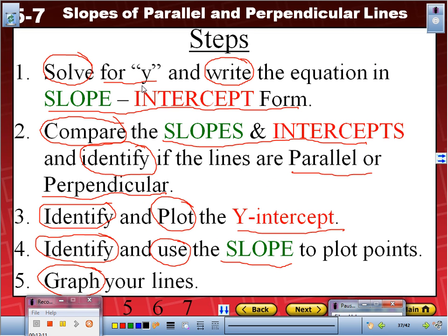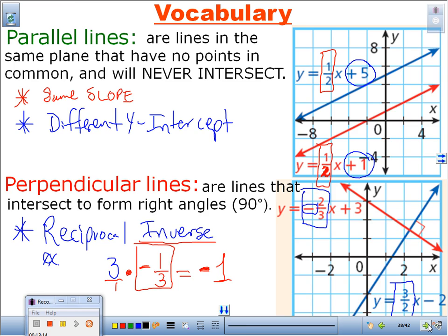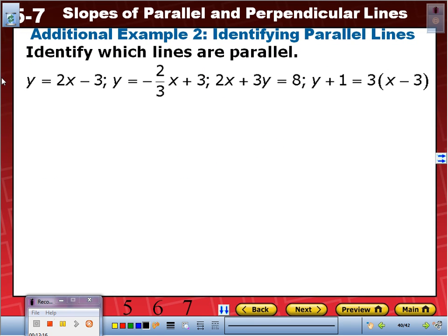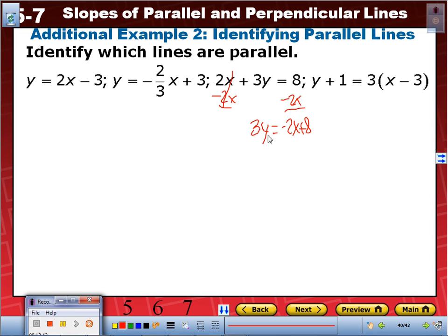First step, solve for y. So let's see. Is this one solved for y? Yes. How about this one? Yes. How about this one? No. We need to solve that one for y. So in order to leave y by itself, what do we do? Subtract 2x from each side. All right. So we're left with 3y equals negative 2x plus 8.